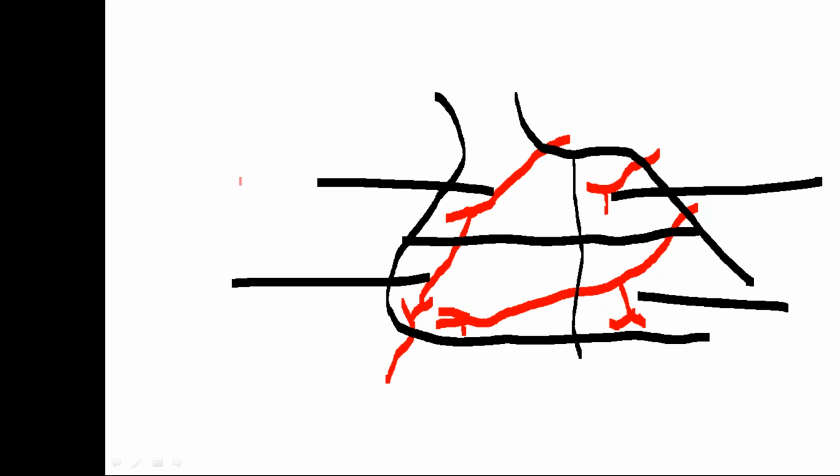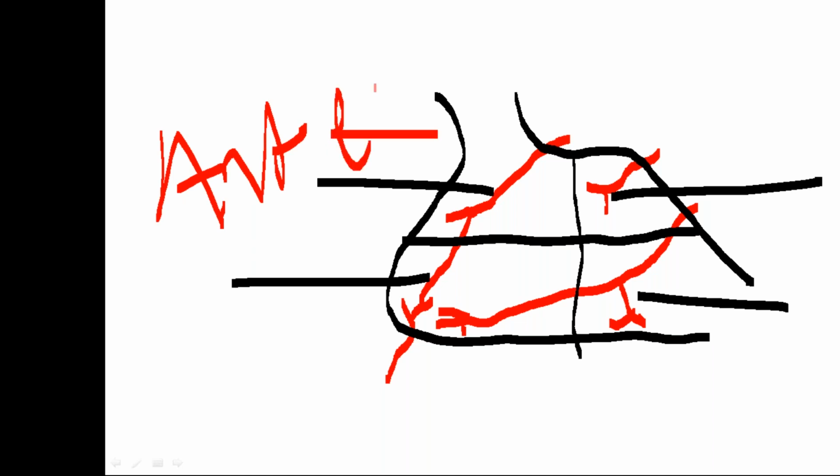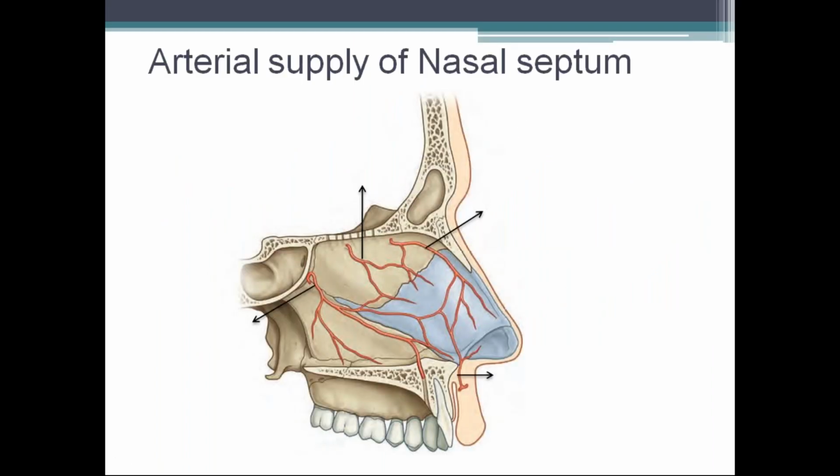I think now you are clear. This branch is the anterior ethmoidal artery. I'm not good in writing, so I'll skip this. I think you are clear with the schematic diagram. Now we'll go on to this picture.